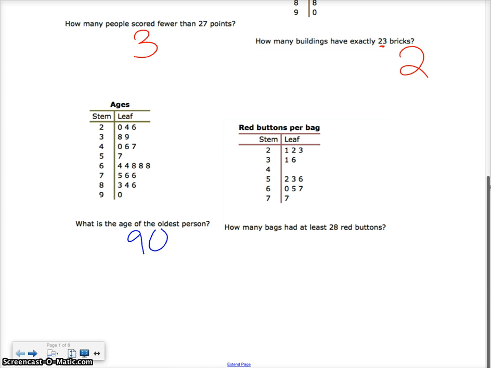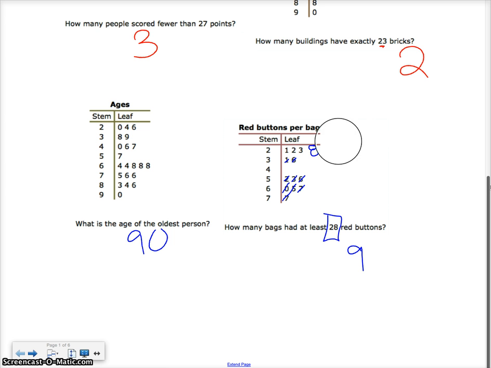How many bags had at least 28 buttons? So 28 would be right here, but there's not one. So I have to go down to the stem of 30s. So 1, 2, 3, 4, 5, 6, 7, 8, 9. 9 bags had at least 28.